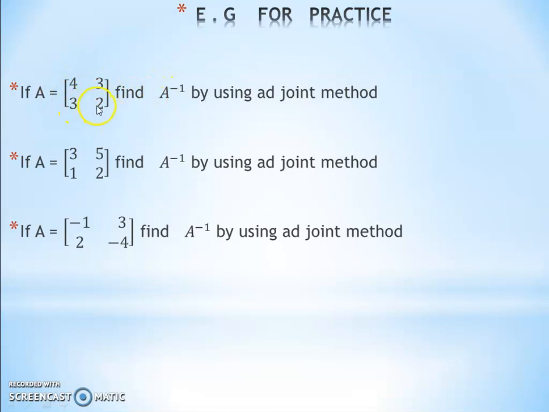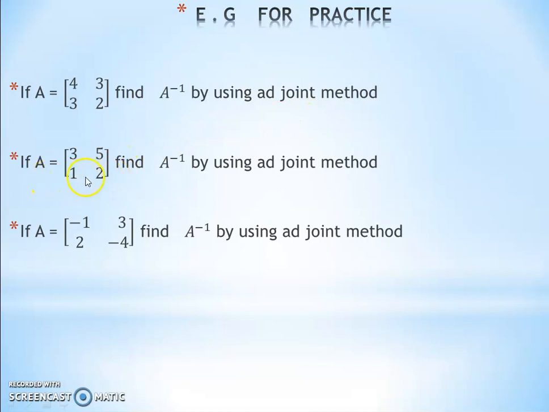Adjoint of A is [2 -3; -3 4]. Now the determinant of A is 4 twos are 8, 8 minus 9, which is minus 1. So you put the values in the formula and we derive the final answer.